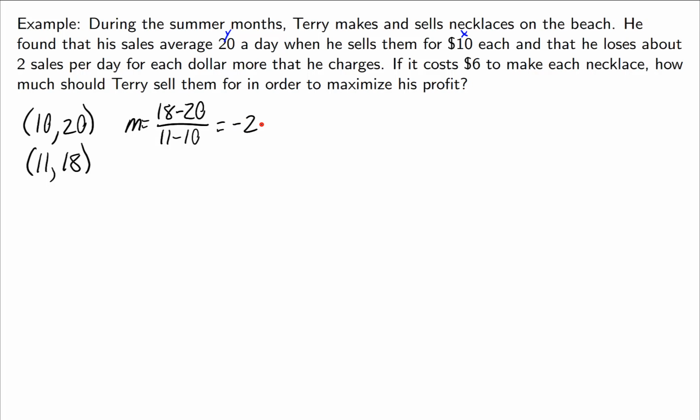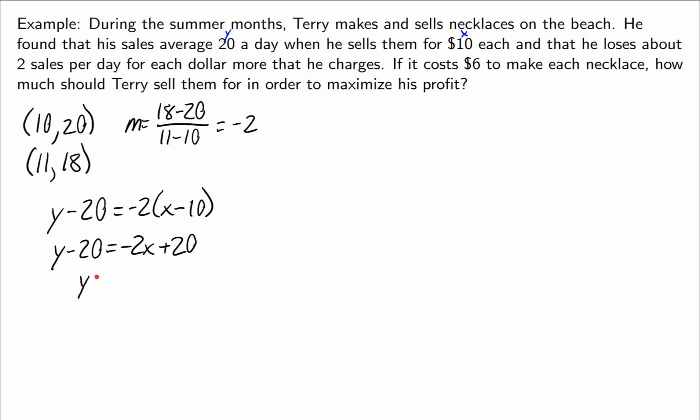Then we can plug it into the point slope formula with whichever of these points we want. I'll choose the first one. Say y minus 20 is -2 times x minus 10. That gives me y minus 20 is equal to -2x plus 20, or y is equal to -2x plus 40. That is the demand function.